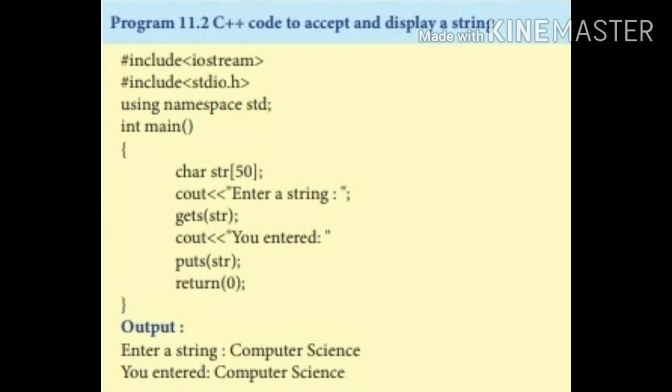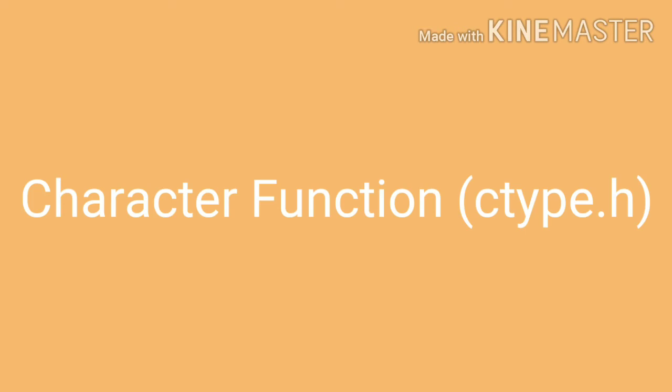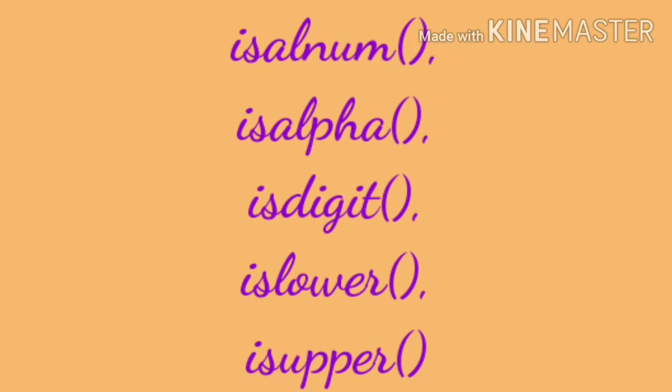Okay. The next concept is character functions. We declare the header file ctype.h, which consists of a number of predefined functions. For example, isalnum, which is used to check whether the given character is alphanumeric or not. If the given character is alphanumeric, it returns the value 1, otherwise it returns the value 0. Alphanumeric means values either alphabets or numbers.